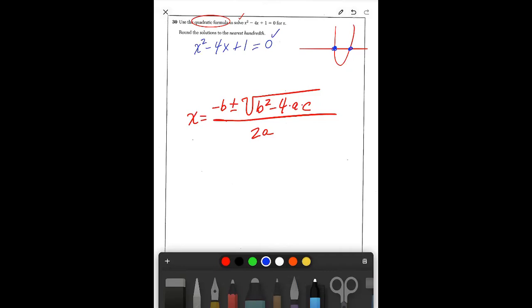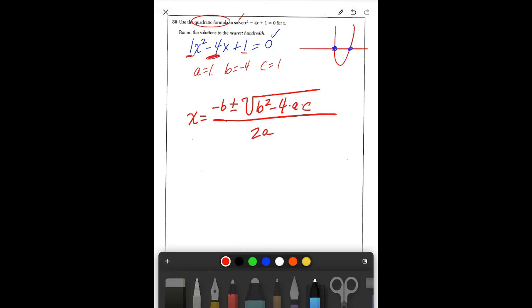Now, every one of these terms has a coefficient. So this is going to be 1. This is a -4, and this is a +1. So what you would say is that the a term is 1. You would say the b term right here is a -4, and then you would say the c term is also 1.